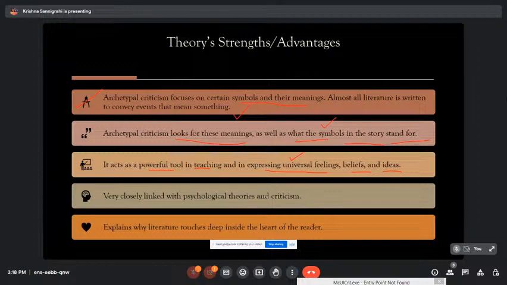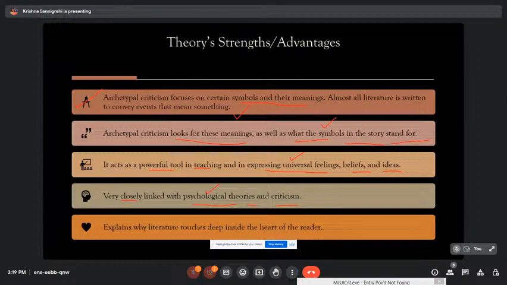Then it is very closely linked to the psychological theories and criticism. So it is very closely linked to what? Very closely linked with psychological theories and criticism. Why so? Because if you remember, we were talking about the idea of the collective unconscious, which is referring to the things and images which are there in our mind.